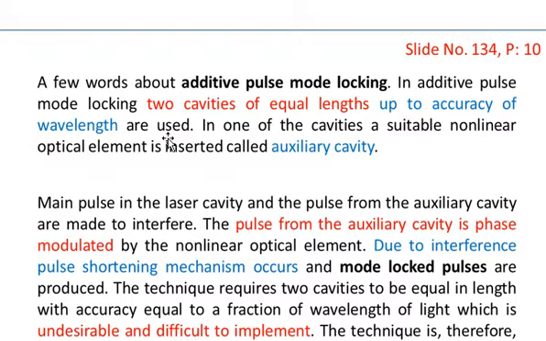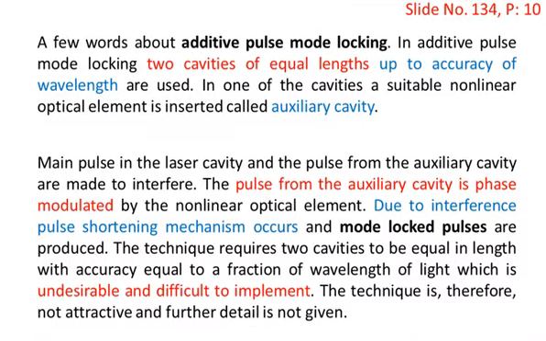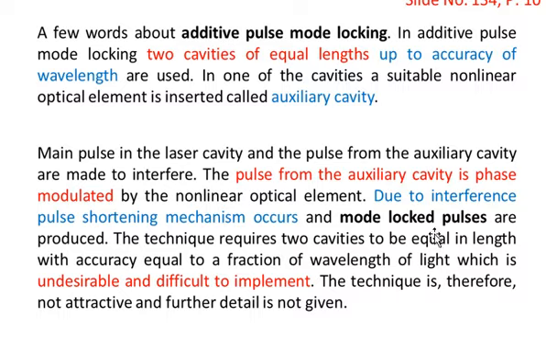So you see that here we are talking about the use of two cavities of equal length, and the length of the cavity should be accurate to a precision of a fraction of the wavelength. In one of the cavities, a suitable nonlinear optical element is inserted, called the auxiliary cavity. So in one of the cavities, we insert a suitable nonlinear optical element, because all the passive techniques work on the generation of nonlinear optical effects.